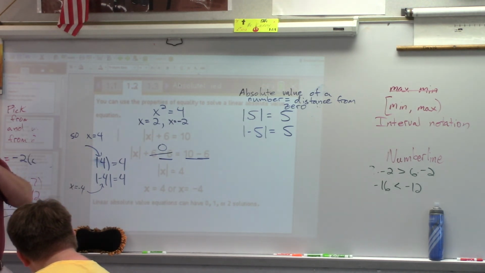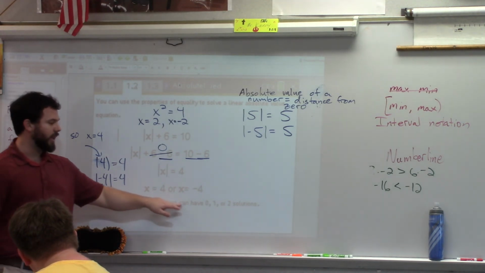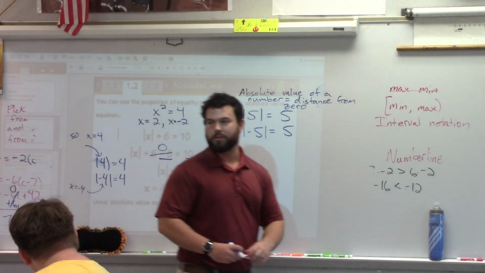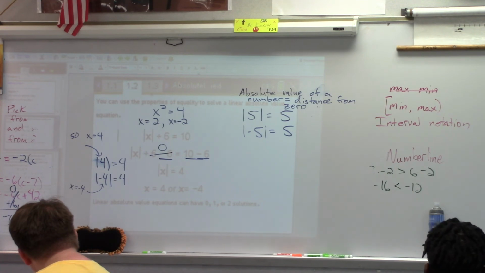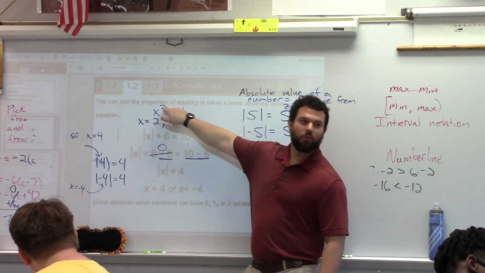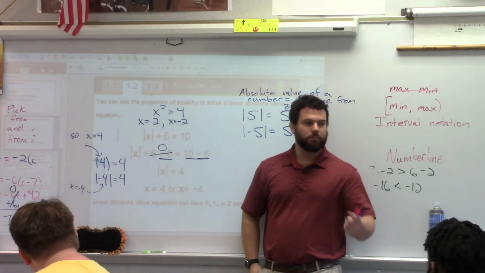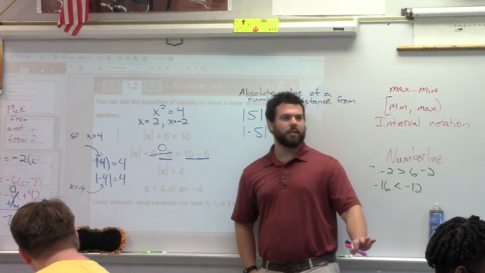Does that make sense? You good with that? That's why, make a note to yourself here, linear absolute value equations can have 0, 1, or 2 solutions. Okay? How'd you get 2 if there's a 4? For x squared equals 4, what squared would equal 4? 2. Does that answer your question? Does that make sense? Okay.